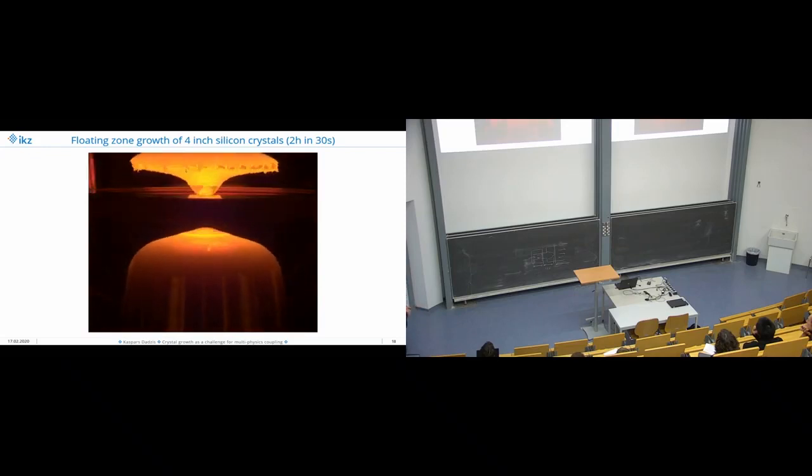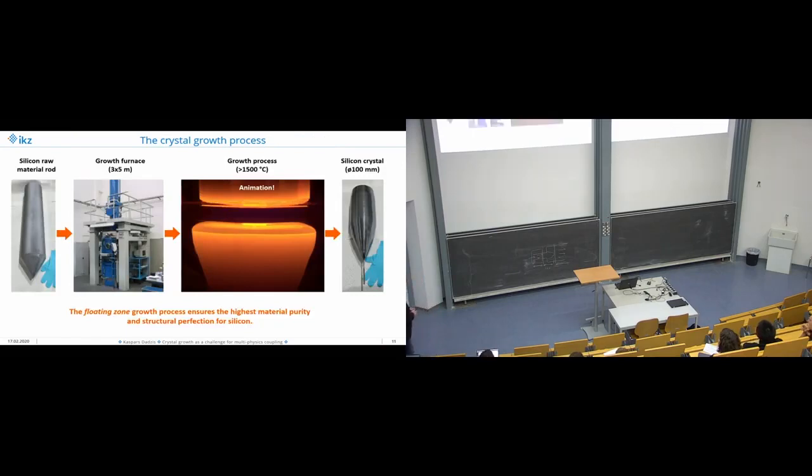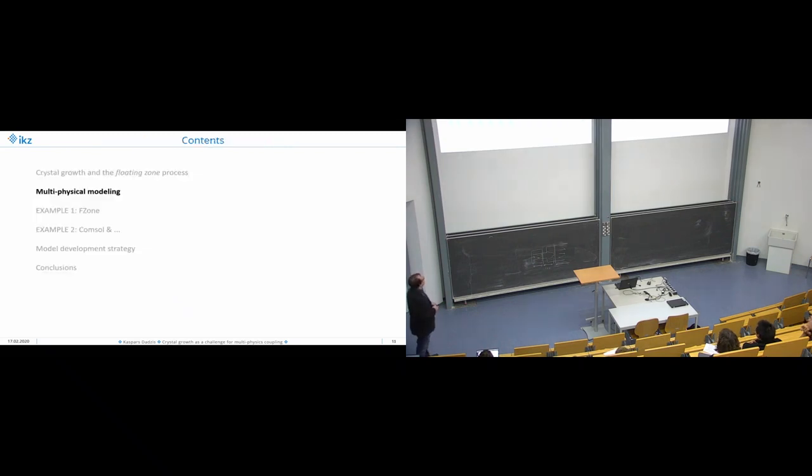But you can already see this is a very dynamic problem, with changing shape of the molten part, with changing shape of the crystal and of the feed rod. And so we need to deal with a lot of physics to understand this problem. But what we get at the end is this kind of perfectly structured crystalline silicon, which can be used for metrology or for microchips and so on. This floating zone process, which I just showed you, is one of several processes, but this is the one which is really needed for high purity and high material perfection applications.